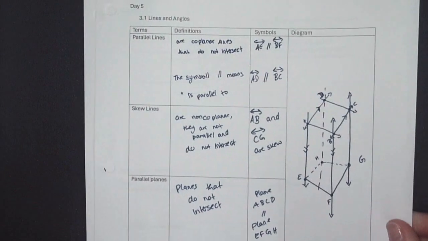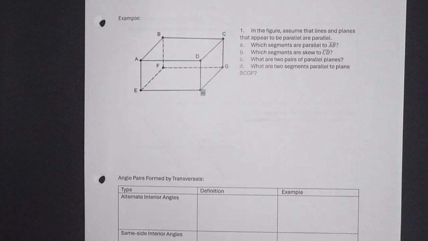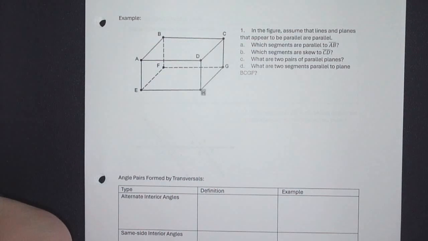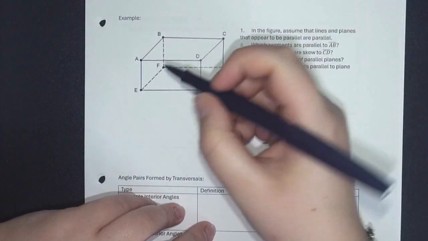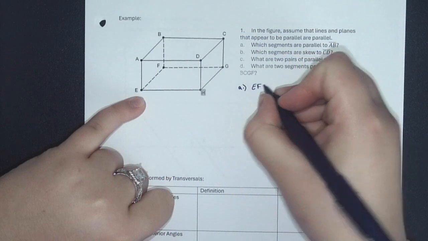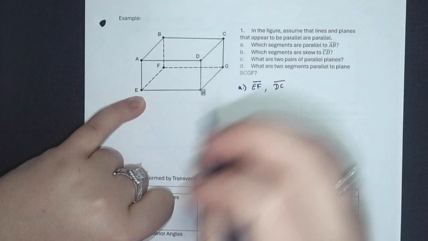Alright, let's look at an example. So we have a figure right here. It's another rectangular box. We're trying to say which segments are parallel to segment AB. So segment AB is this one right here. They're going to be multiple. We're going to name them. So parallel to segment AB, we could say segment EF is parallel. Same thing with DC is parallel.